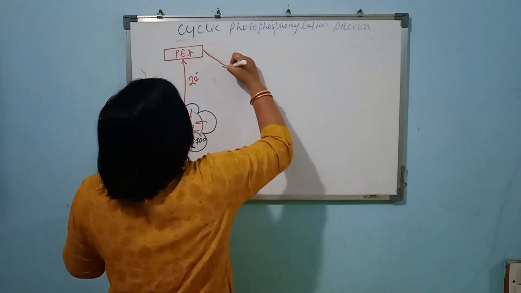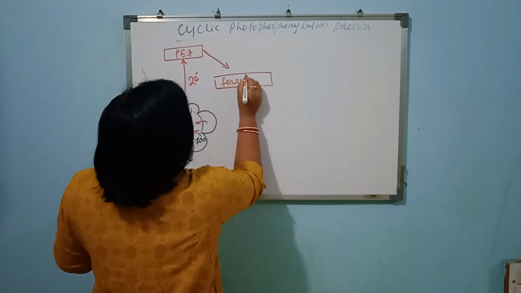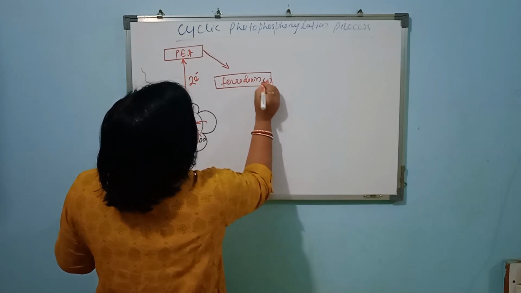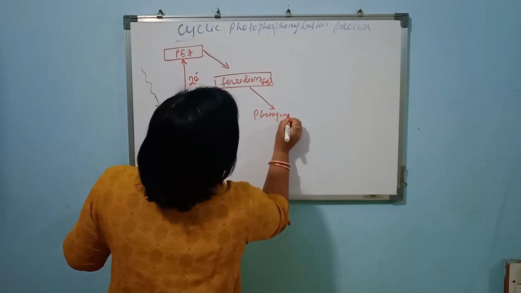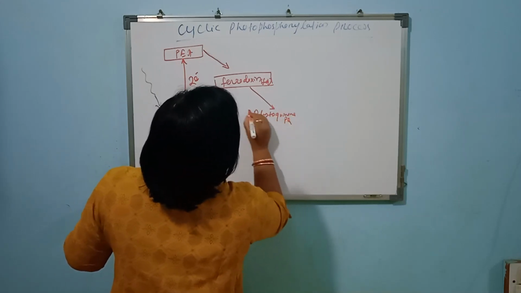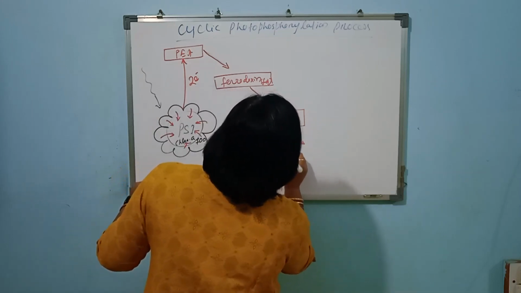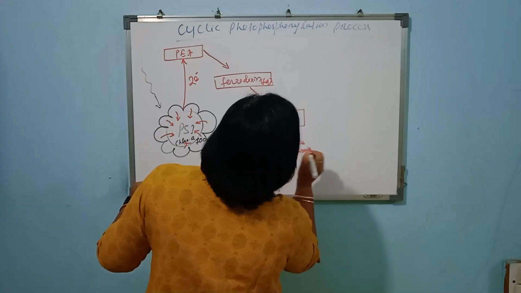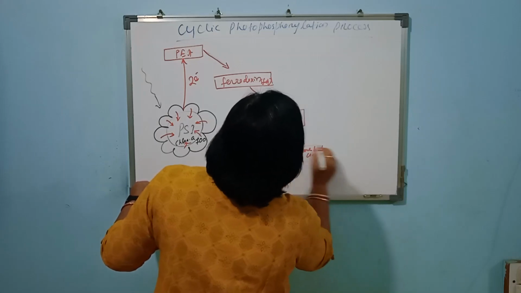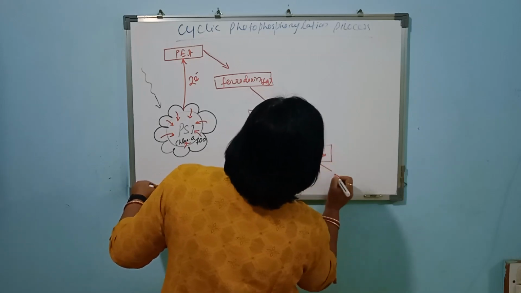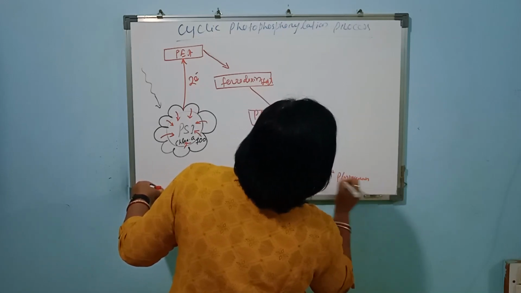First one is ferredoxin, second one is plastoquinone, third one is cytochrome b6f complex, and fourth one is plastocyanin.